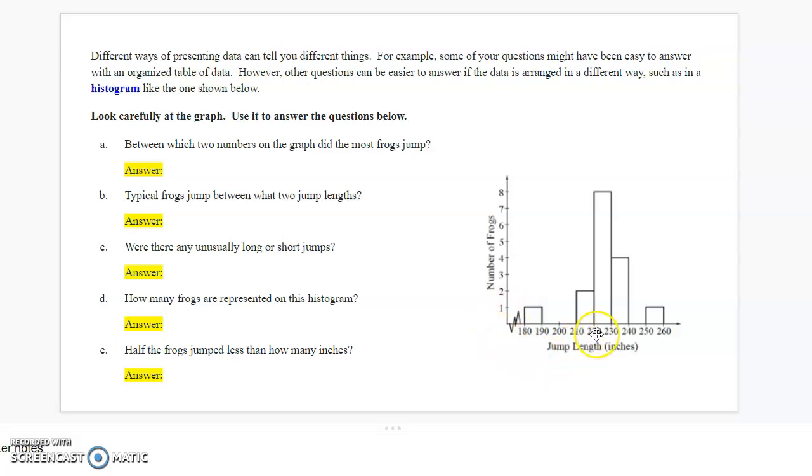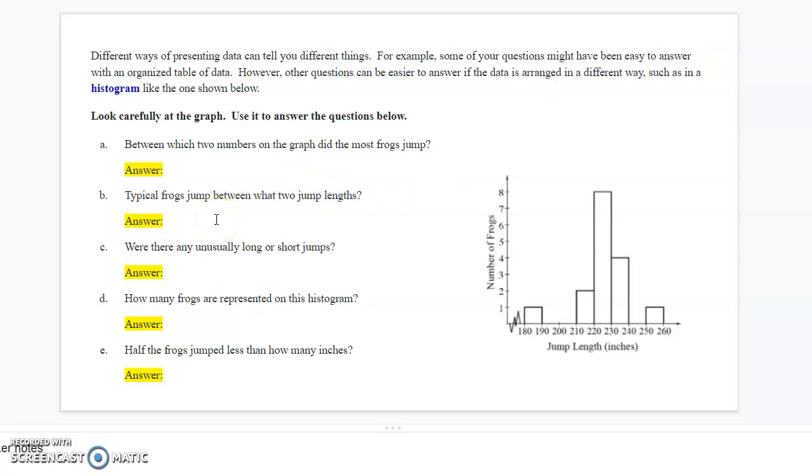But if we look at 220 to 230, which is our highest one, there were 8 frogs that jumped within that bin. So the jump length or inches are on the bottom and the number of frogs are on the left side. So A, between which two numbers on the graph did the most frogs jump? That's where you look for the highest bar. Okay, look for the frequency that is the highest. You did really well with that last week.